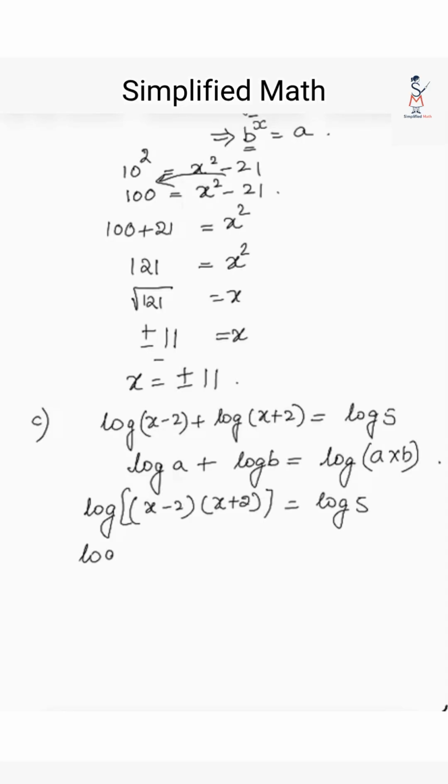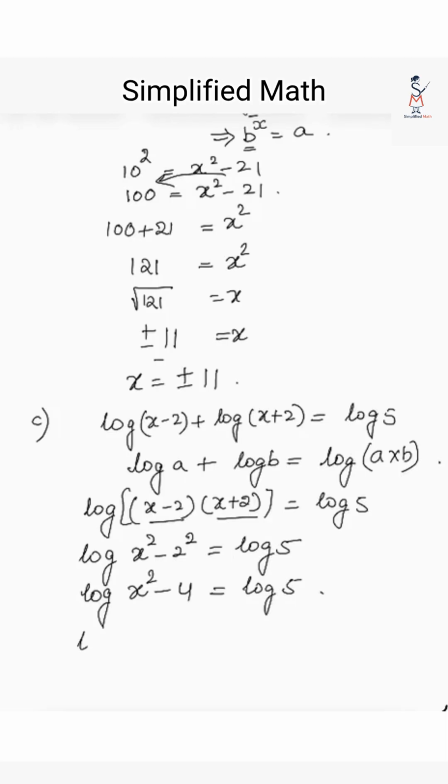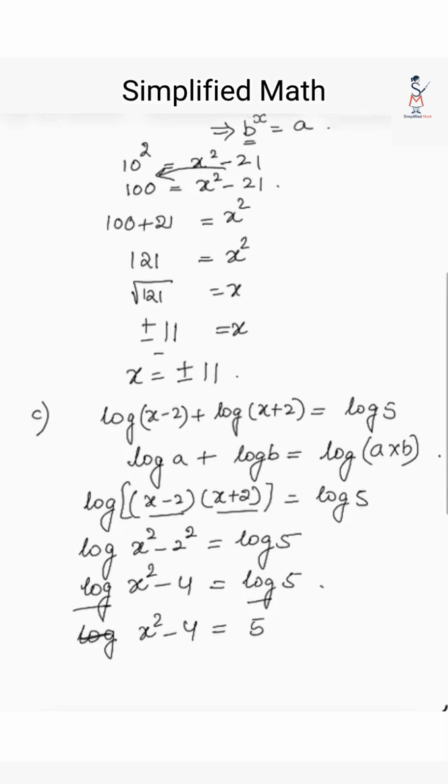Now here x minus 2 and x plus 2 will become a minus b and a plus b form. That is x square minus 2 square is equal to log 5. That is log (x square minus 4), 2 square is 4, is equal to log 5. Fine. So now the log will get cancelled because on both sides it is log. So x square minus 4 is equal to 5.